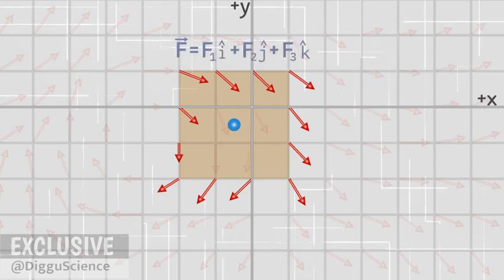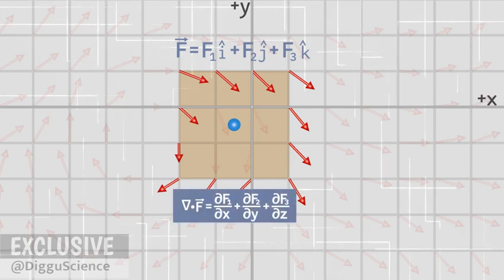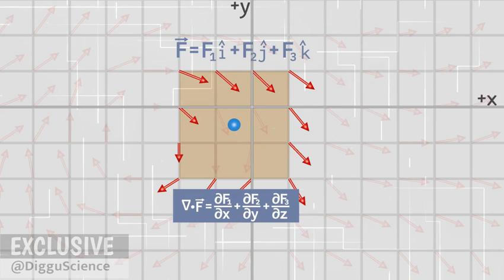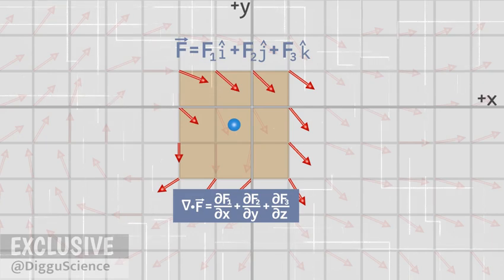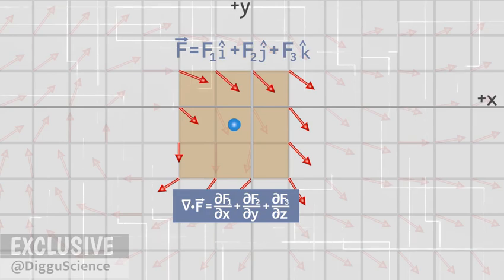If the vector field is f1 i hat plus f2 j hat plus f3 k hat, then the div of f is partial f1 partial x plus partial f2 partial y plus partial f3 partial z. Knowing the vector field, we can calculate the value of divergence.